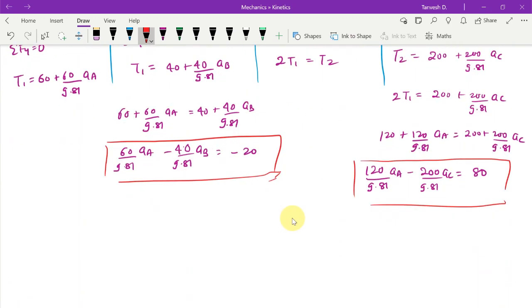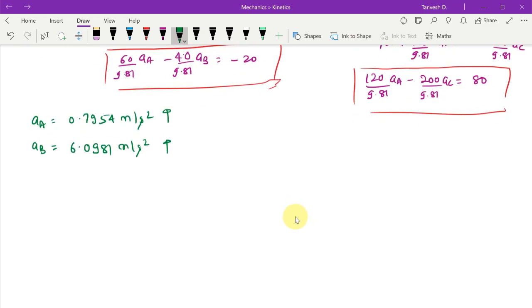When you solve all of them, you will get AA equals 0.7954 meters per second square. This is positive, it means that the acceleration is upwards. AB you will get as 6.0981 meters per second square. This is also positive, it is upwards. AC you will get as minus 3.4467 meters per second square. This is negative, it means that it is downwards.